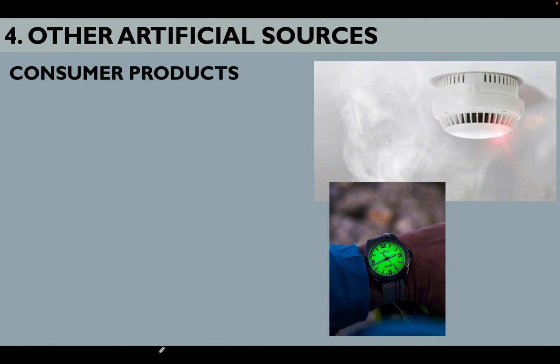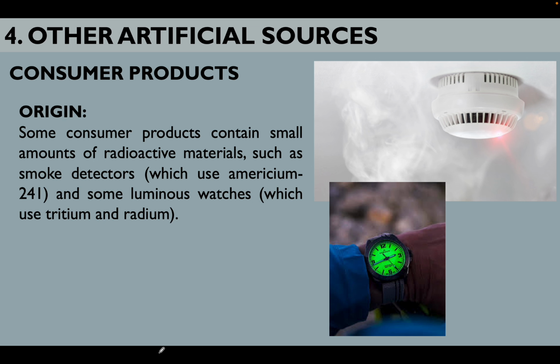And then we have the second one, which is consumer products. Some consumer products contain small amounts of radioactive materials, such as smoke detectors. Si smoke detector, wala kabalo, naa na sila small amounts of radioactive materials. Smoke detectors use americium-241, and also some luminous watches.